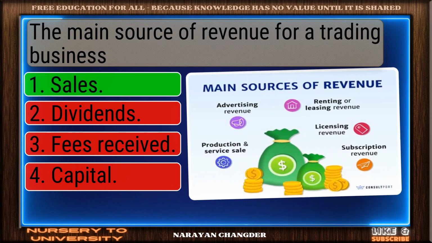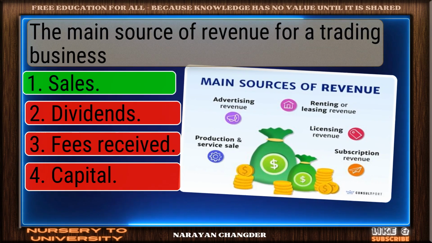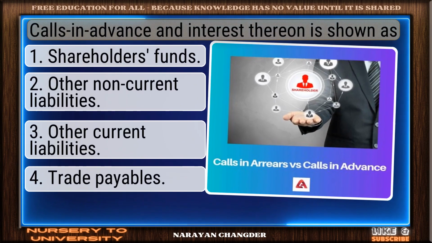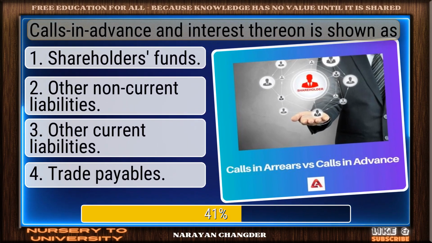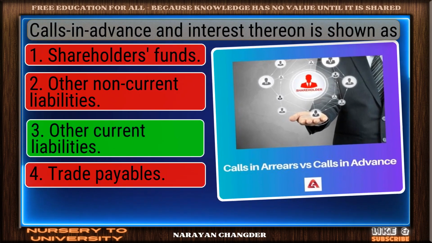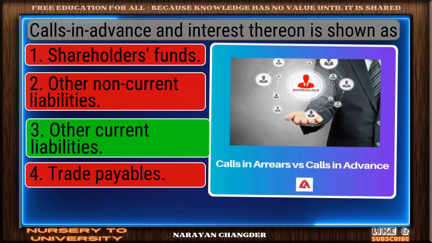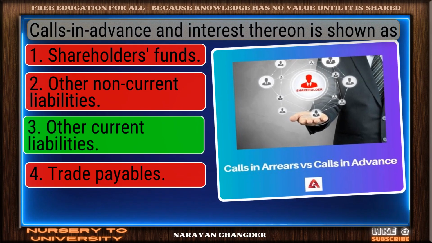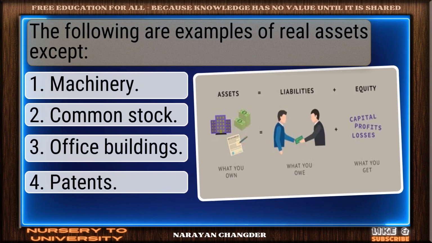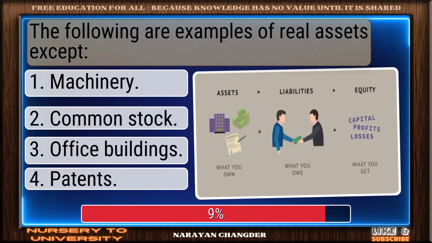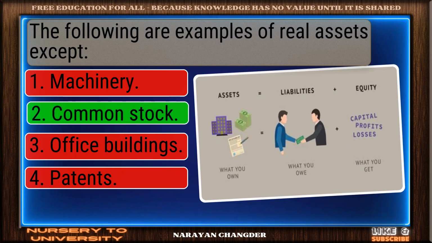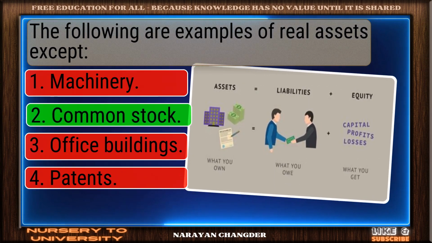Correct response. Sales is the most accurate answer. Calls in advance and interest thereon is shown as. Solid response. Other current liabilities is a valid choice. The following are examples of real assets except. Excellent choice. Common stock is the right answer.